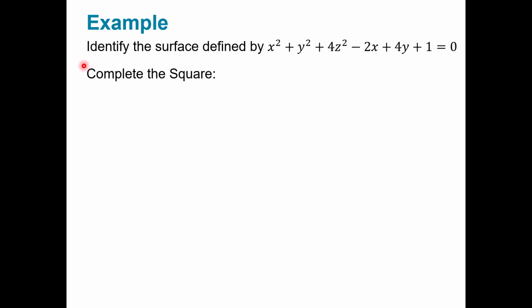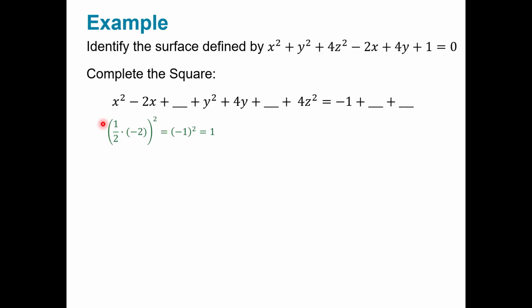So the first thing we're going to do is use completing the square. All I did here is take my x terms and move them together, same thing with y's and same thing with z's. And then I moved this 1 to the other side of the equal sign. With completing the square, we have to find the missing piece and add it. So for the x's, that's going to be half of this coefficient, -2, squared. So that becomes 1, and we're going to add a 1 to both sides of our equal sign. For the y terms, that's going to be half of this coefficient, 4, squared. So that's going to be a 4 that we're going to add to both sides.